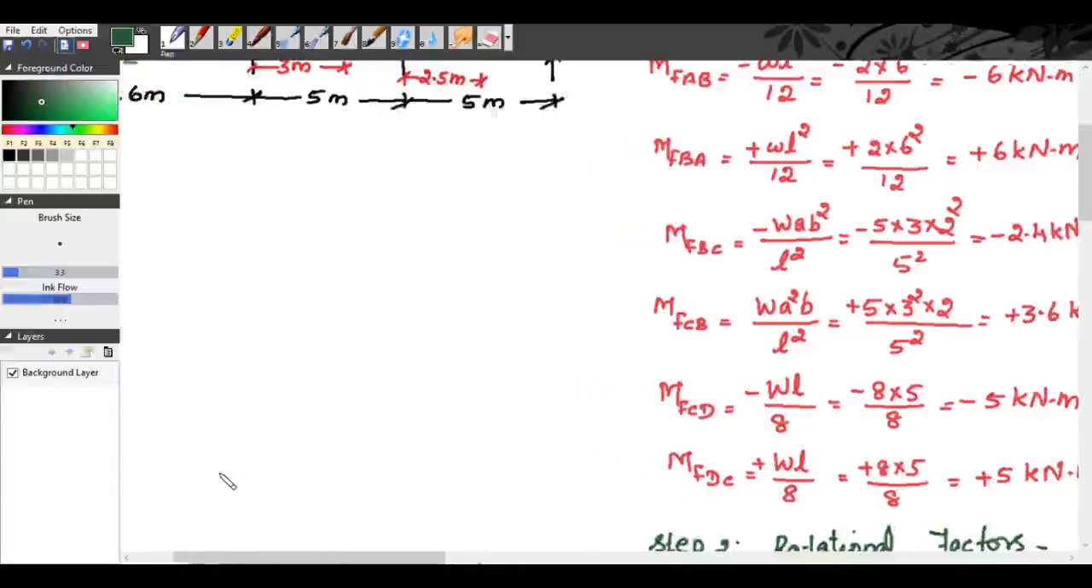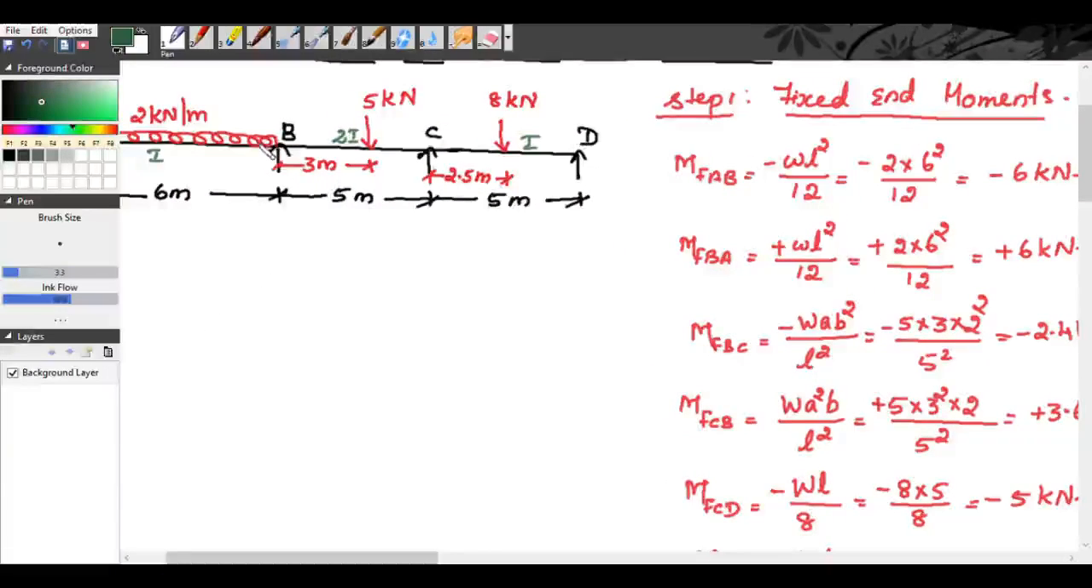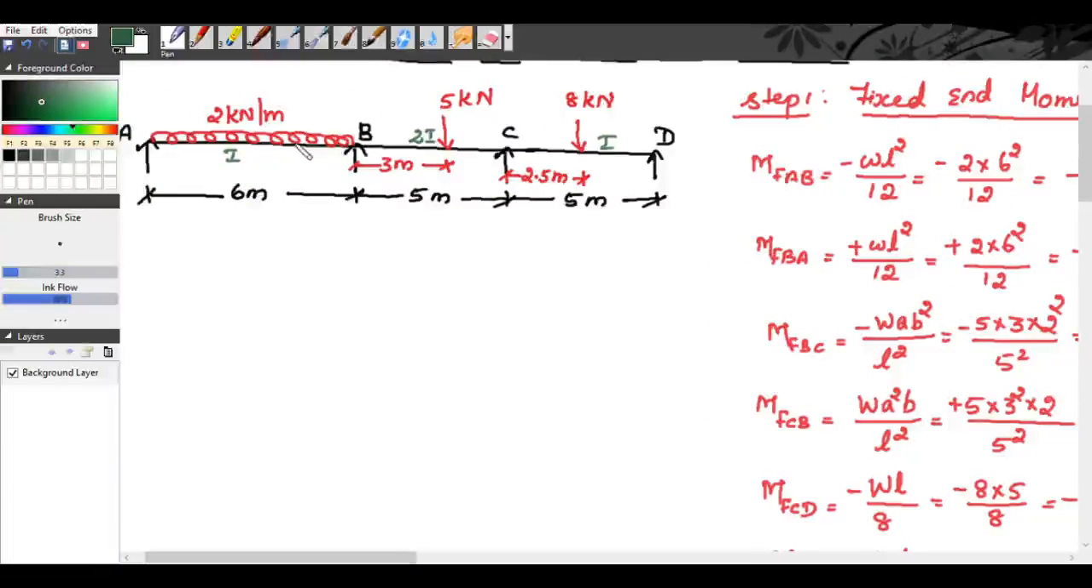So first of all, we will consider the joints. At B, we have the members BA and BC. At C, we have the members CB and CD. So at joint B, we know the relative stiffness. If the far end is fixed, the relative stiffness is taken as I by L. And if the far end is hinged, the relative stiffness is taken as 3 by 4 of I by L.